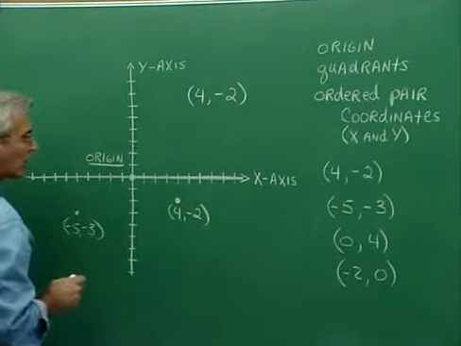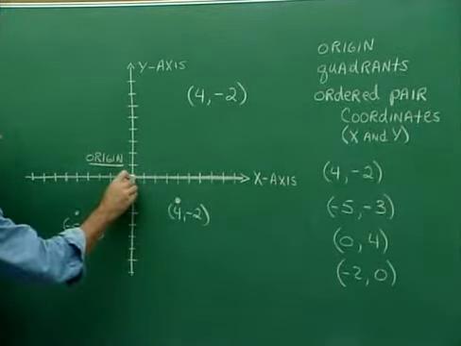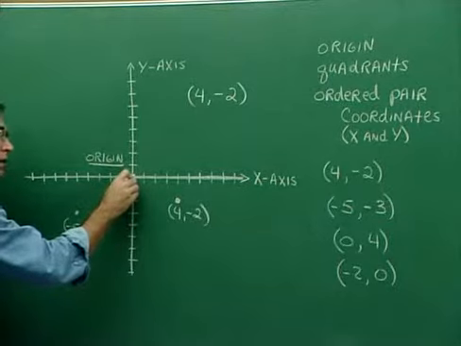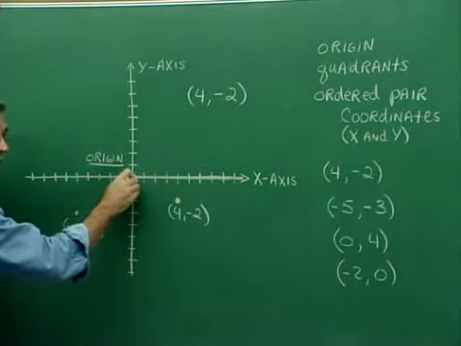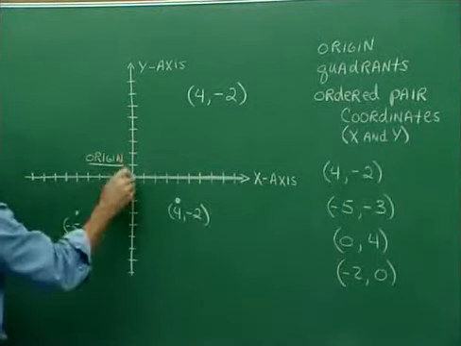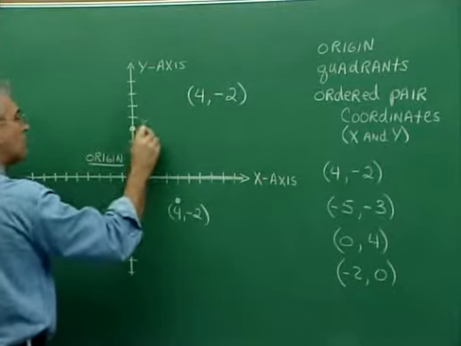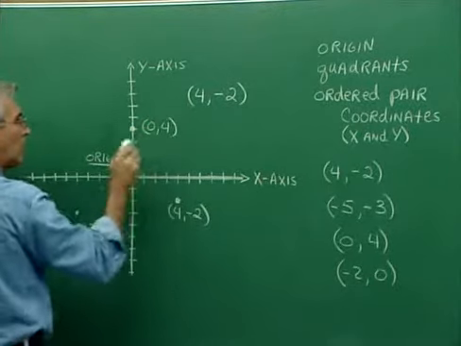Suppose we are talking about the coordinates (0, 4). Well, let's see. (0, 4). That means the first component, the horizontal component, is 0. That means we don't go any distance this way. And then 4 means we go up 4 to arrive at the point (0, 4).